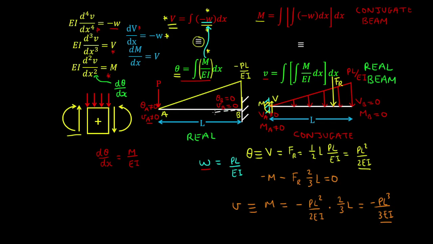And as we can see by the deflected shape, the rotation that we obtained is positive, meaning it's anti-clockwise, and the deflection is acting downwards. So we've got a negative result.